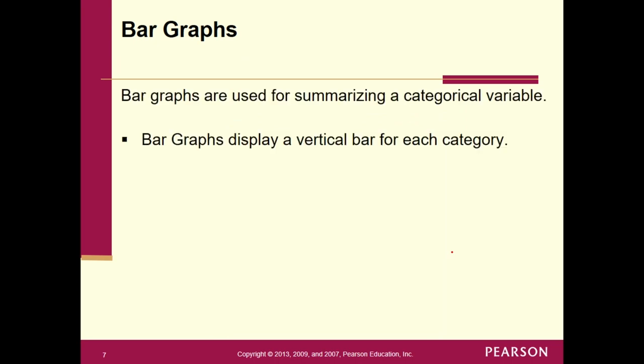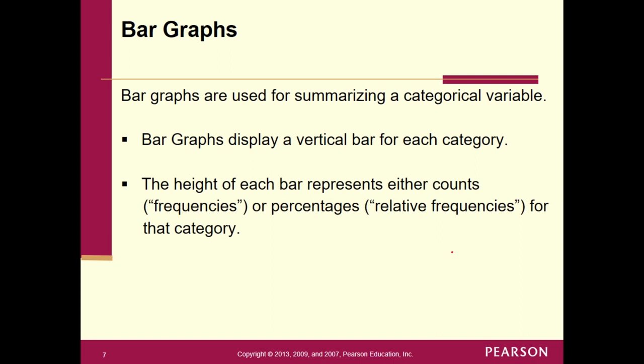How about a bar graph? Again, it's for categorical data, with vertical bars. The height of each bar represents either counts, which we've been calling frequencies, or percentages, or you can put a relative frequency, a proportion, there. It just depends on what you want to display. But it's the height of the bars.